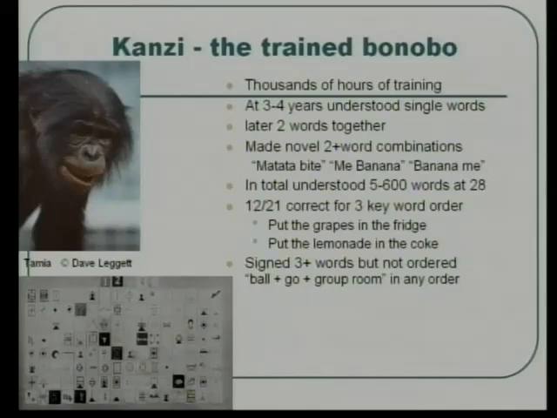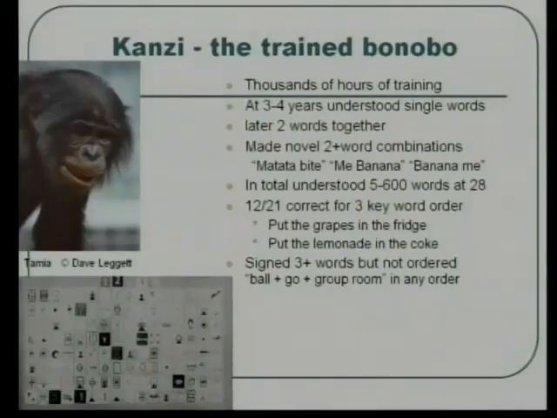The score was about 50%, 12 out of 21. Now, when I'm working with language impaired children, if they score 12 out of 21, I will say they have not got that concept. They need a lot more work there. So my view of Kanzi is that maybe he can analyse and understand sentences with two keywords in, but any further than that he's not achieved.